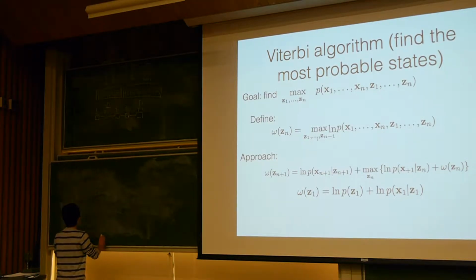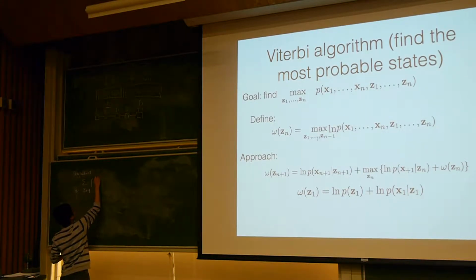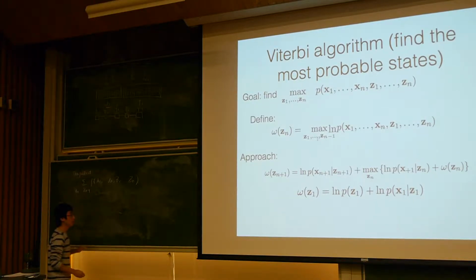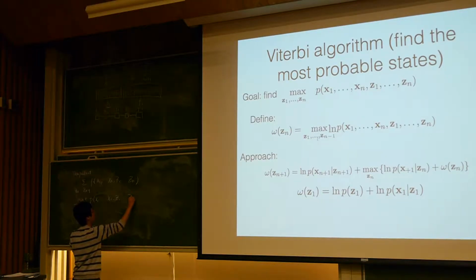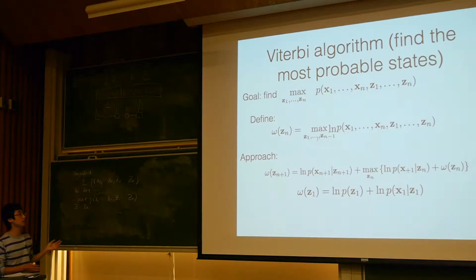So for the sum-product algorithm, we calculate over Z1 to Zn minus 1. But here we want to calculate the max. This is the summation. This is the max. Although there are some differences in terms of operation, we can still make use of the conditional independence to simplify the calculation. And this algorithm is called the Viterbi algorithm.